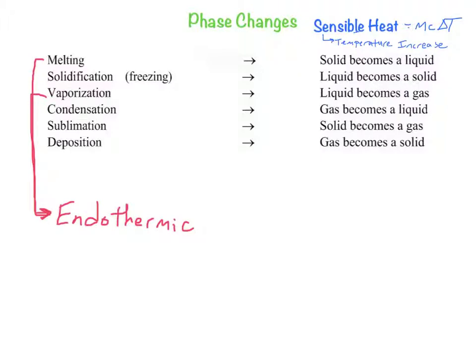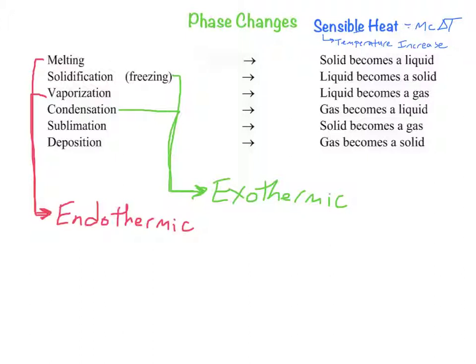Now, some phase changes require heat input. You have to add the heat energy to make that phase change happen. Those changes are said to be endothermic. So melting and vaporization are endothermic phase changes. We have to put energy into it to make it happen. Other phase changes require a release of heat, or giving off of heat energy. Those are called exothermic phase changes. Condensation and solidification are exothermic.